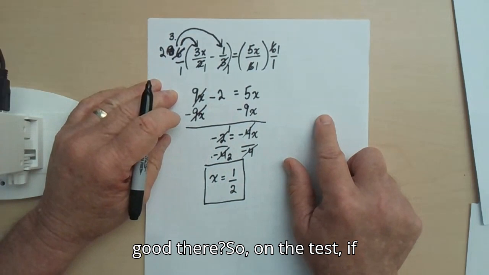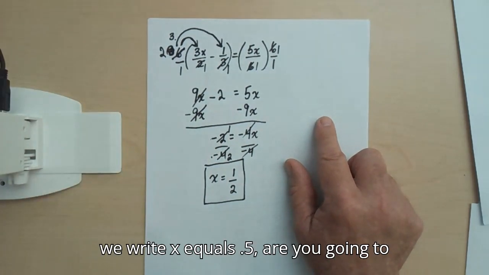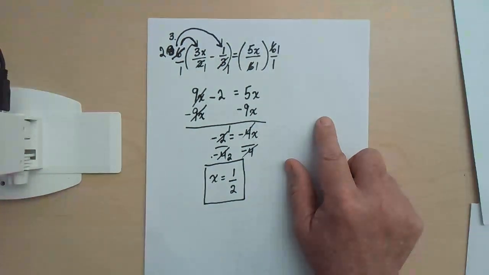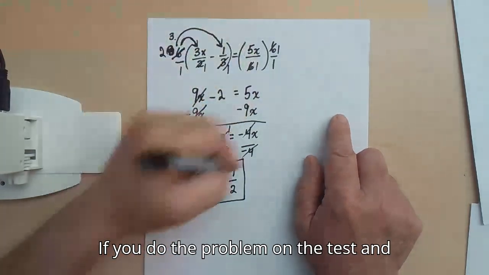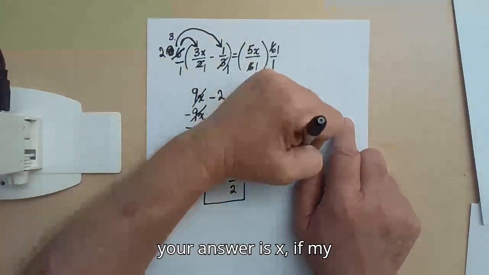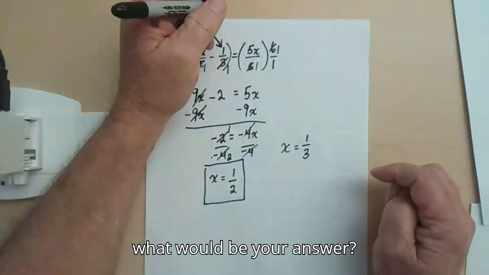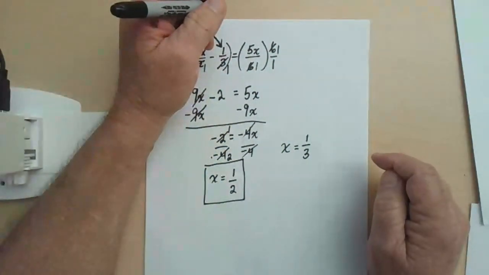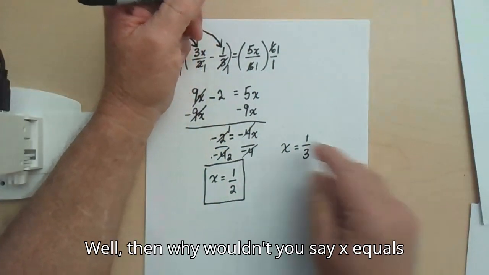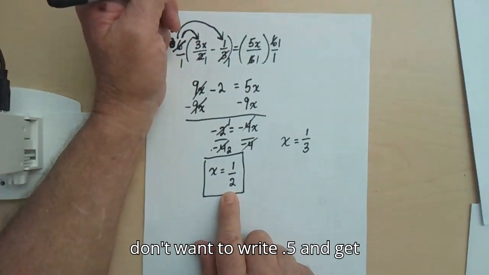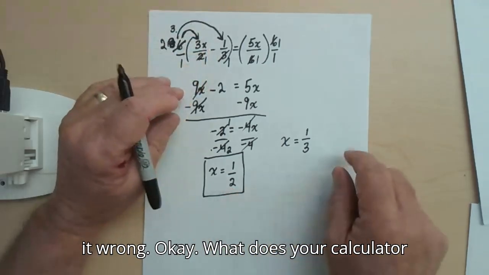Everybody good there? So on the test, if we write x equals 0.5, are you going to cut it wrong? No, but I'll hate it. Okay. If my answer would be x equal 1/3, what would be your answer? X equals 1/3. Well, then why wouldn't you say x equal 1/2 here? It was just a question. I don't want to write 0.5 and get it wrong. It's like my calculator told me 0.5. Okay, what does your calculator tell you?